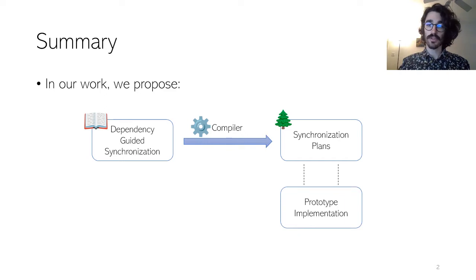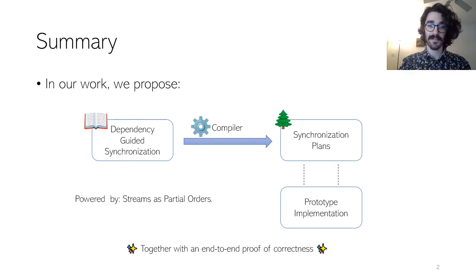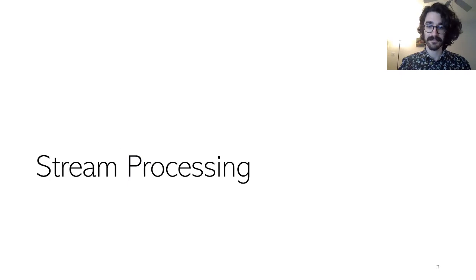We also propose and implement a prototype that ties everything together. In the paper, everything comes together with an end-to-end proof of correctness. The key insight behind all of this work is that we view streams as partial orders, but there will be more on that later. So let's start with some background on stream processing first of all to understand where all of this comes from.